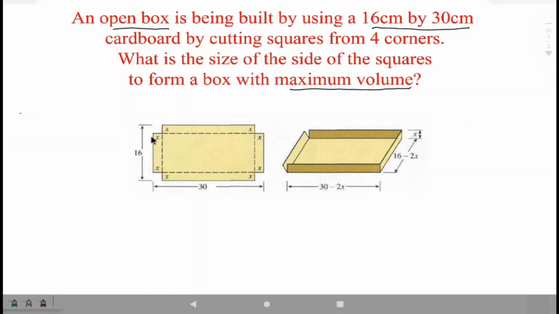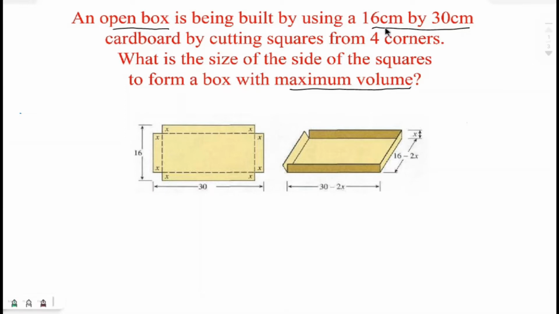We have a rectangular cardboard with dimension 16 by 30. So it has 16 width and 30 length. What we did now, we cut 4 squares from each corner of the side x. And this is the resulting diagram of the cardboard after removing those 4 squares. We then turn these extra sides such that this takes this form, a box, an open box without lid.